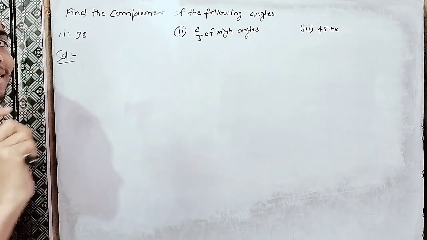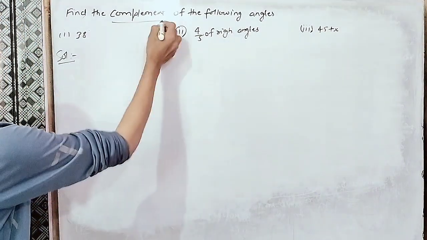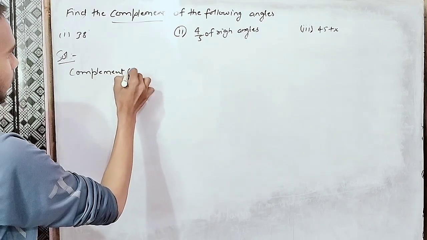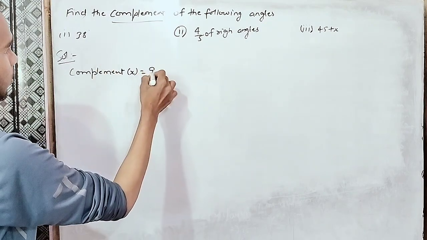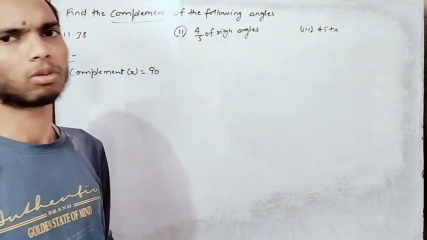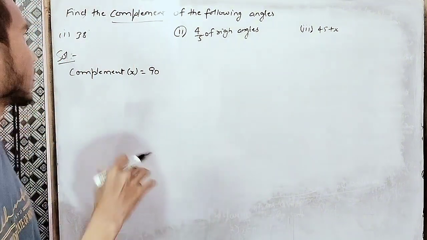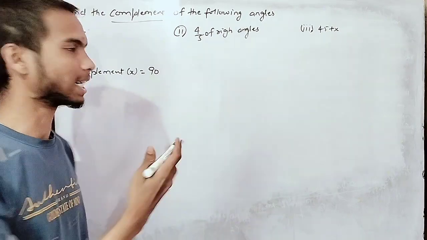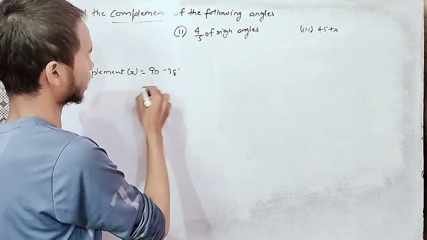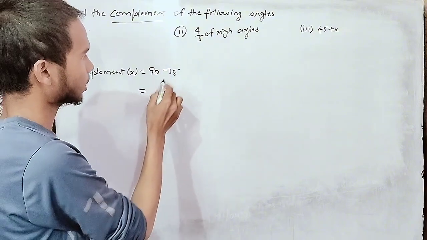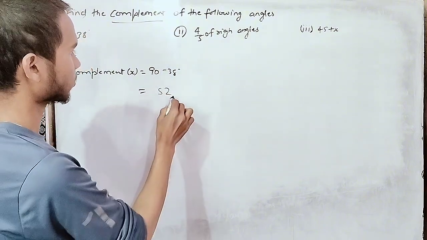Out the value of a secant angle. So here, complement: how much? We will just subtract 38 from 90, then we will get the value of the second angle, which is 52.